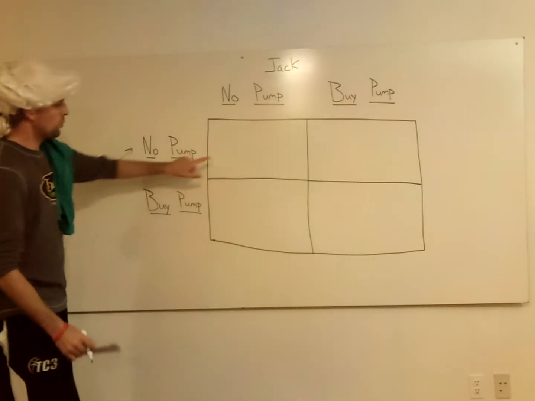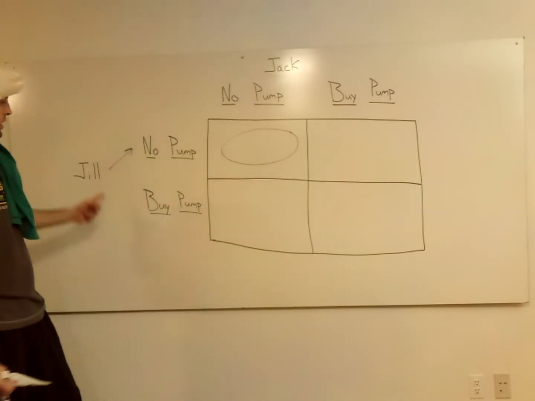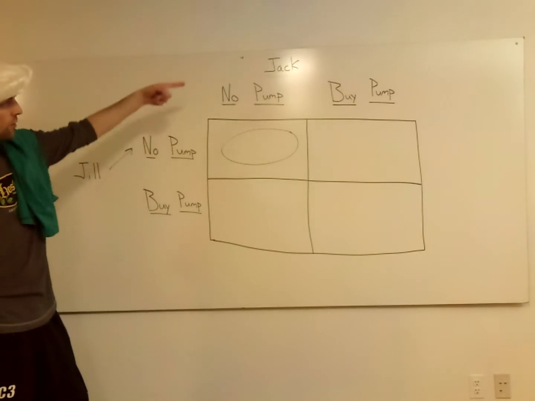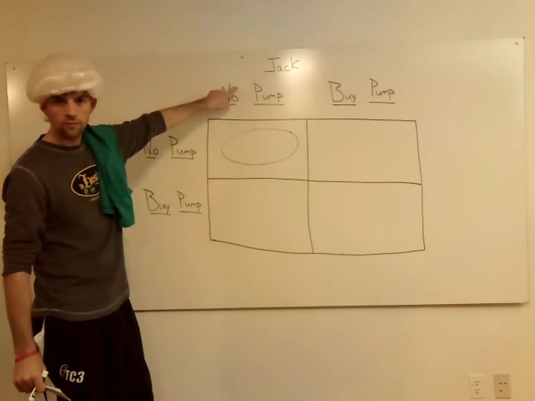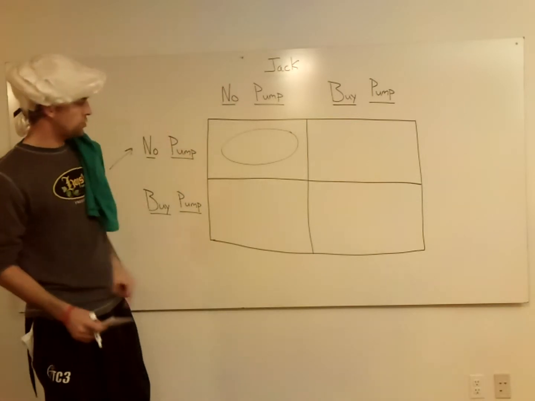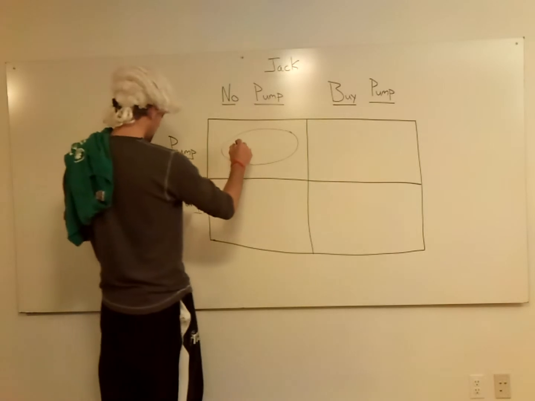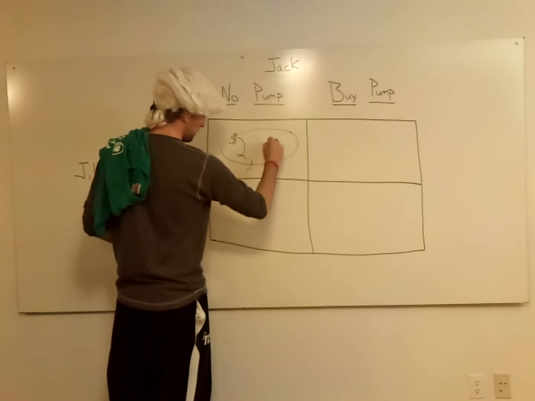Notice, when we're in this box, Jill is choosing to go without the pump. Ask yourself, what's Jack doing? He's going without the pump too. So if they both choose this, I'm going to put 2 numbers in the box. The first number is going to be $2. And then after a little comma, I'm going to go $4.